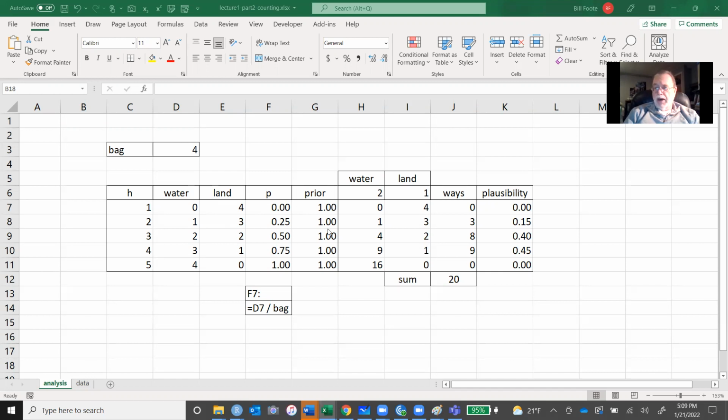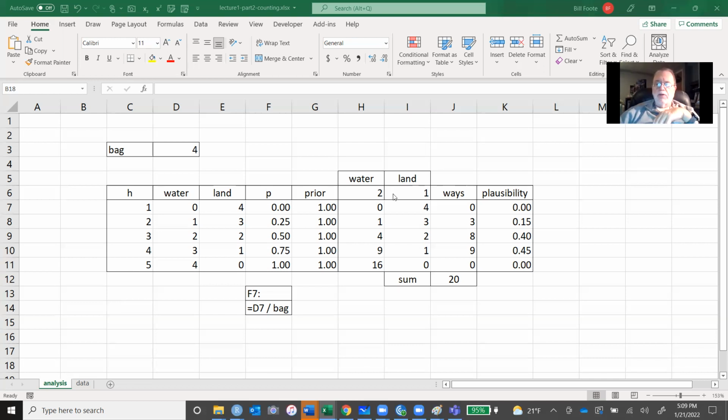And we even had a prior idea. I said this is an improper probability because it doesn't add up to 1. It adds up to 5. And we can make it 0.2, for example, to force it to be even all the way through. It would not affect our results in column K at all. And we collected 2 water and 1 land.